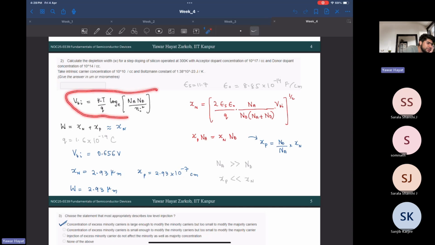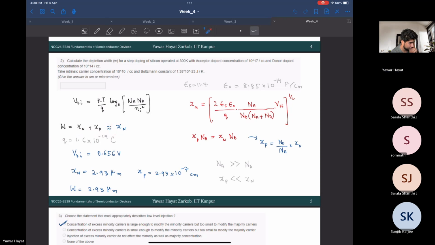I'll compute VBI from this formula. What will my VBI be? In a similar manner as I computed in the first question, my VBI would be 0.656. Okay. And what else? Now, about this depletion width. For the depletion width, the formula is this. The depletion width would be the depletion width on the N side plus the depletion width on the P side, right? Xn plus Xp, which would be roughly Xn.